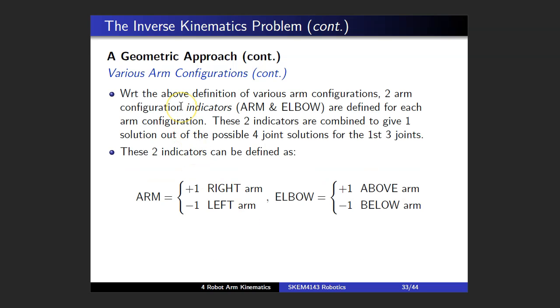So with respect to the above definition of various arm configurations, we have two configuration indicators, or variables, that will appear in our inverse kinematics equations later. The arm indicator has a positive value for right arm and a negative value for left arm, and the elbow indicator is positive for above arm and negative for below arm.